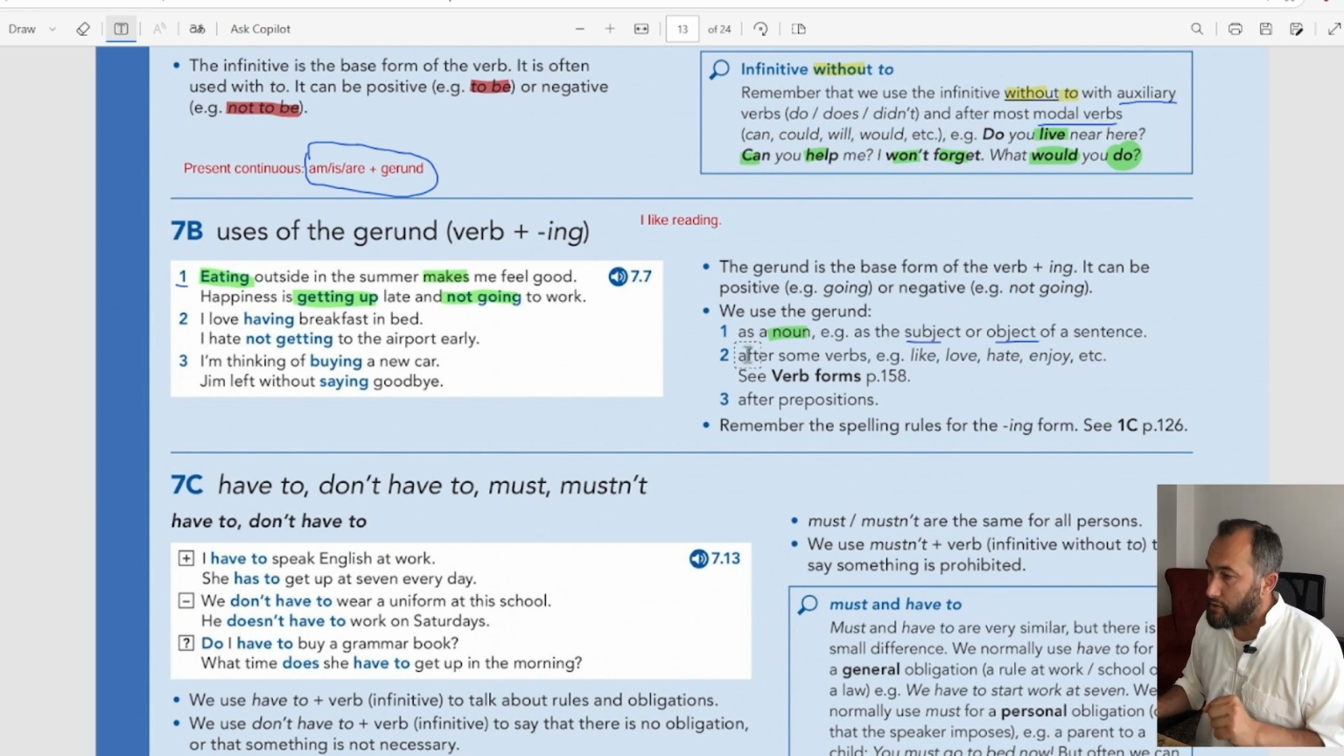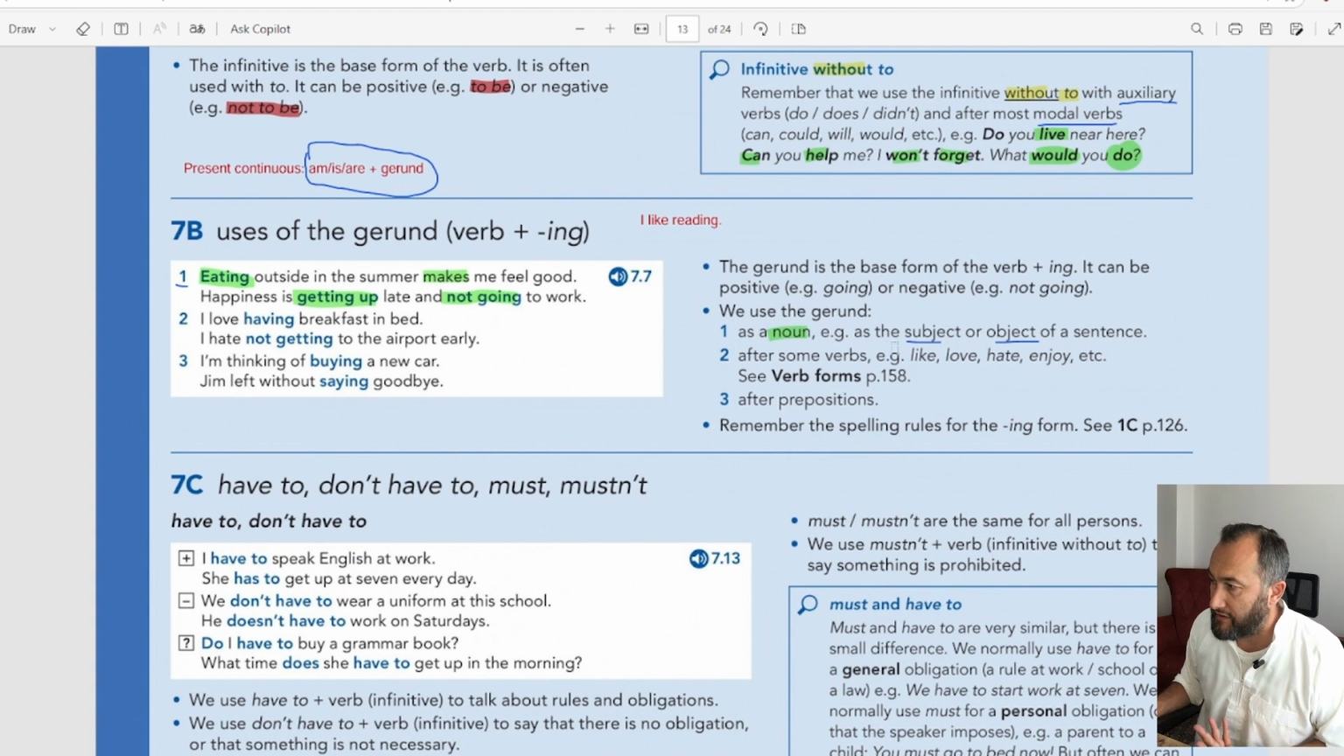Number two, the second way of using gerund is after some verbs. This is something that we must memorize, or we need to accept this. There is no why. This is how it is. I mean, native speakers, English Americans, they use after these verbs ing. So we need to accept it. We need to memorize that. Where are they? Those kind of verbs.